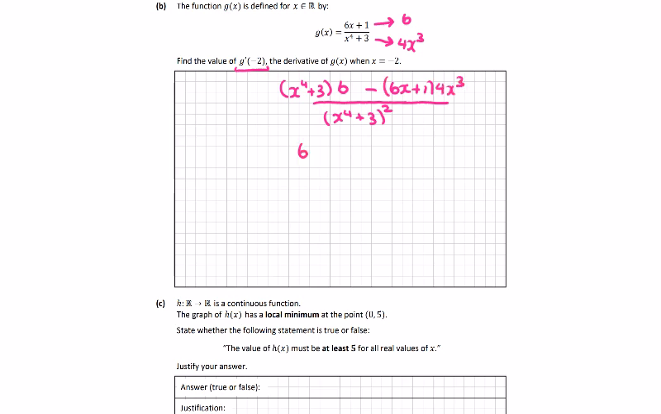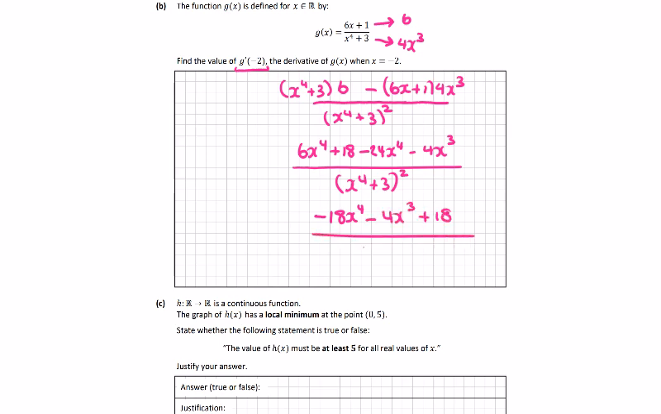And if we tidy this up, we're going to get 6x to the power 4 plus 18 minus 6x to the power 4 minus, should be 6 times 4, 24x to the power 4, and then minus 4x cubed. Don't rush them like I'm doing here, over (x to the power 4 plus 3) squared. We have then tidied up minus 18x to the power 4 minus 4x cubed plus 18 over (x to the power 4 plus 3) squared.